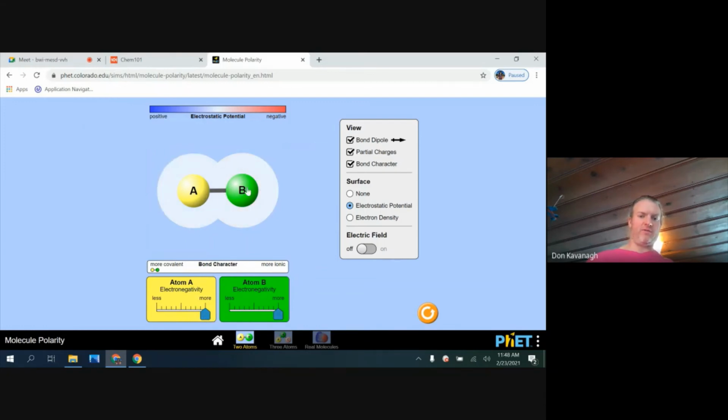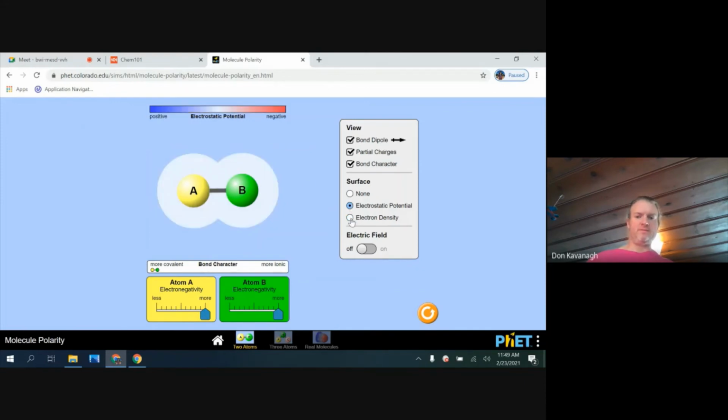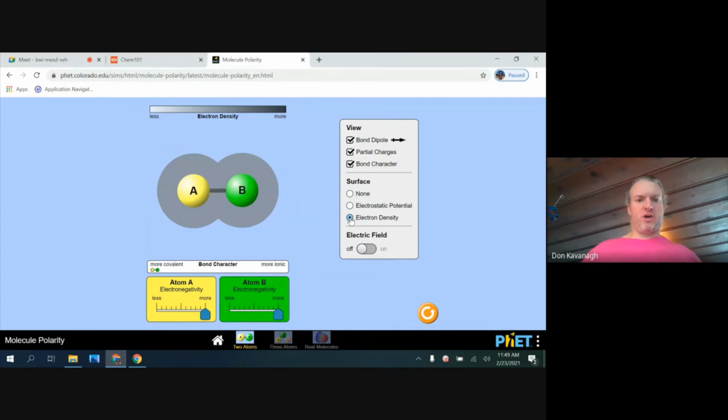We now have fluorine and fluorine, and we see that there's no dipole arrow to show. There's no delta positive, no delta negative. This thing is all white around because there's no positive or negative end here. This electron density is trying to show a similar thing as the electrostatic potential. Now, electrons are negatively charged. So where we have more electrons is where it's going to be more negative, and where we have less electrons, it's going to be less negative.